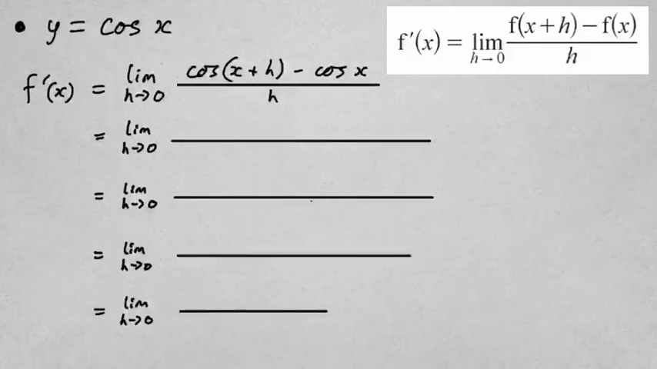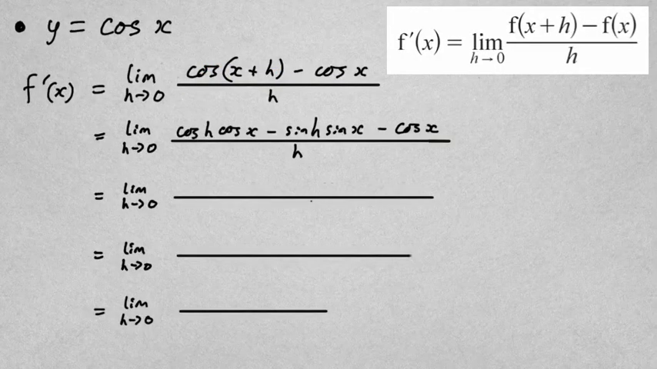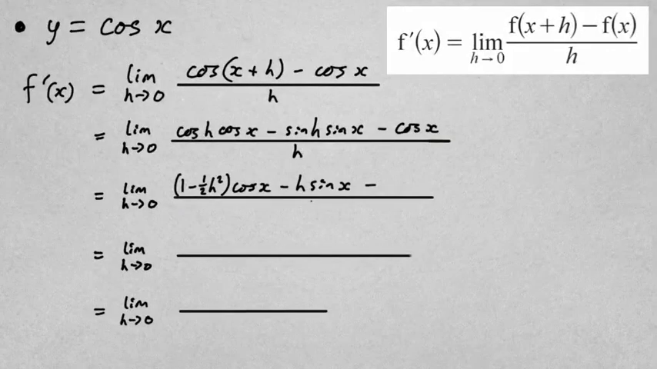We first apply the formula, just without simplifying at all. Then we're going to use the compound angle formula to expand cos x plus h. That gives us line 2. Then we're going to apply the small angle approximations on this cos h here and this sin h here, which gives us line 3.